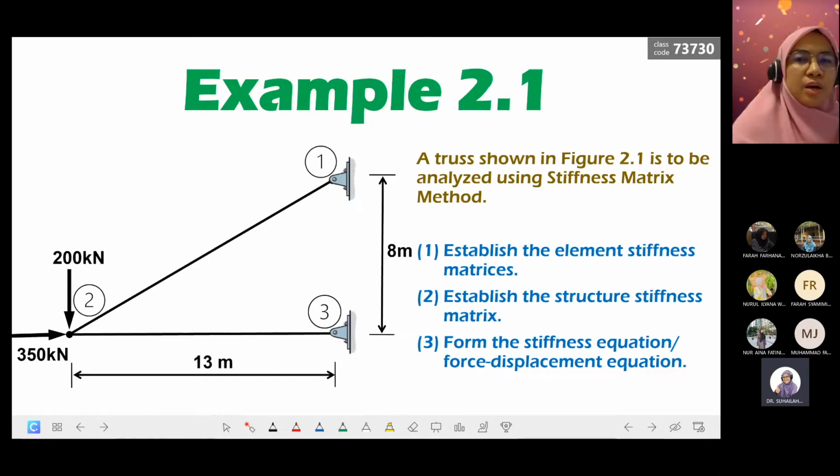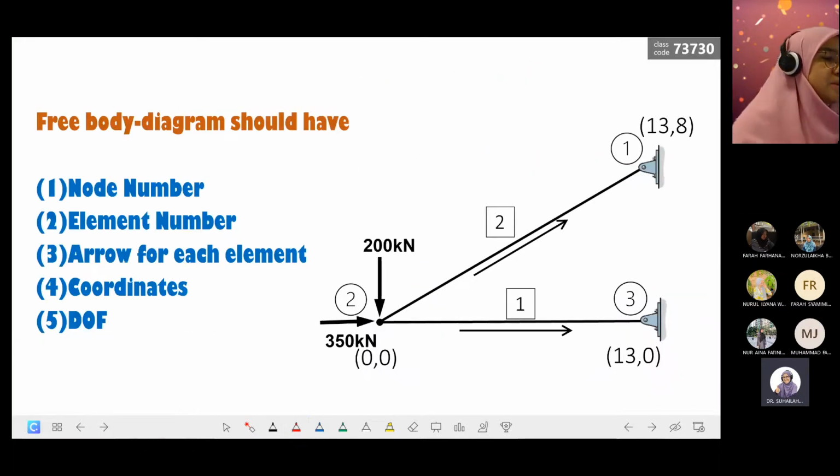Okay, we move to example number 1. We have 2 pins, there are 3 nodes. So what we should draw in the truss diagram: before we start analysis, number 1, we have to make sure that the truss has node numbers. So now we can see that the truss has 3 nodes, 1, 2, 3. The truss also has element numbers.